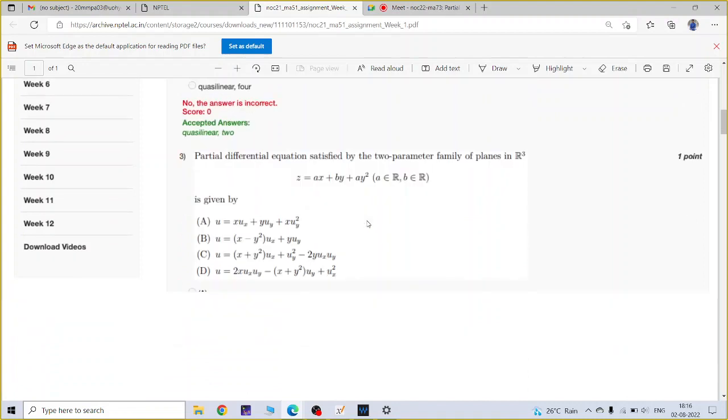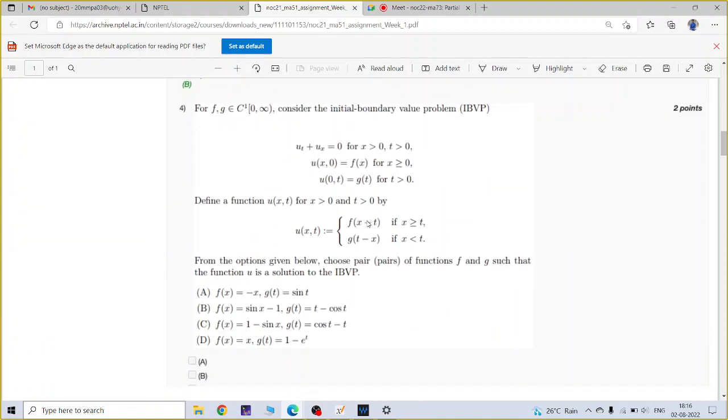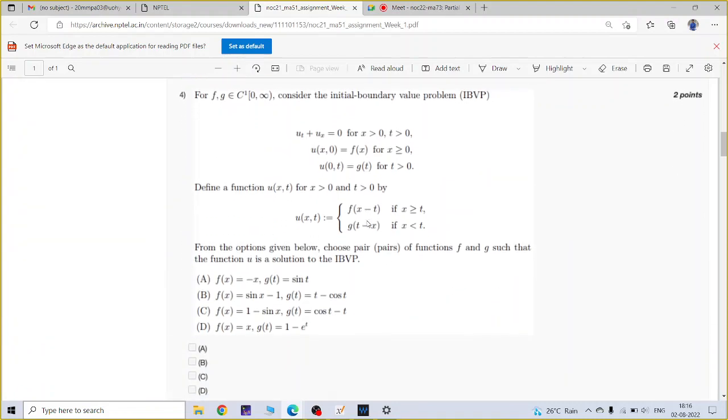So now I will move to question number 4. Okay. So I think everybody saw the... Is it visible now? The screen is visible, right? Yes, it is visible.